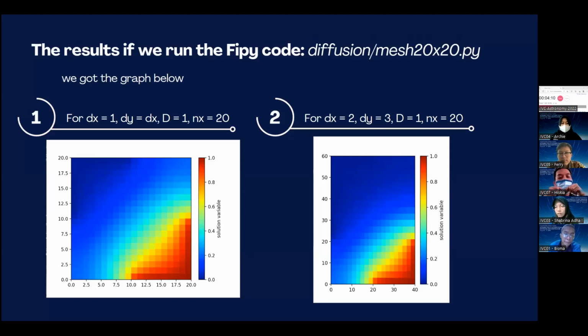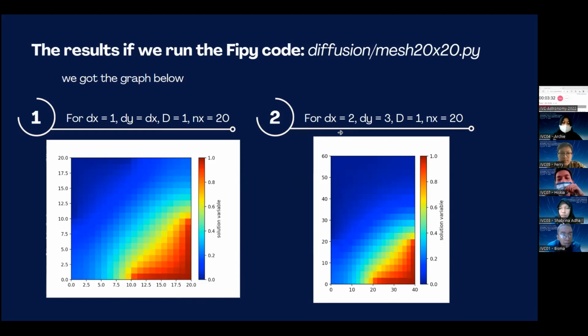So for the first case, we have dx equals 1, dy equals dx, which is 1, d equals 1, and nx equals 20. What does that actually mean? For the x-axis range, we multiply dx by nx, so it is 1 times 20, and for the y-axis, it is dy times nx, which is 20 as well.